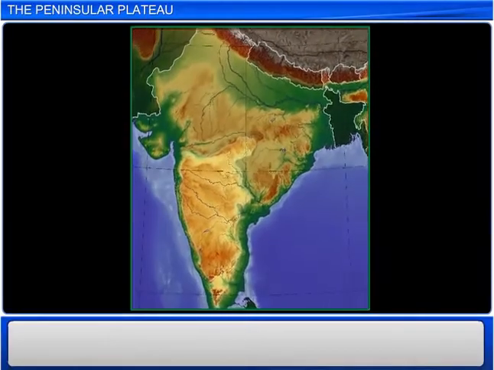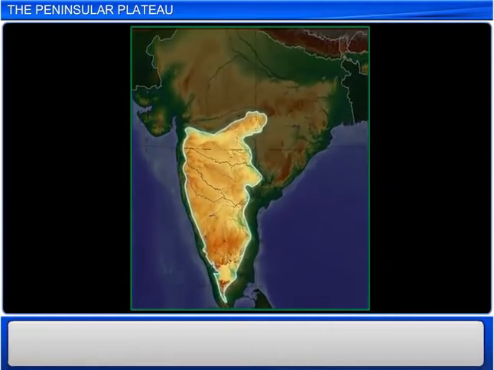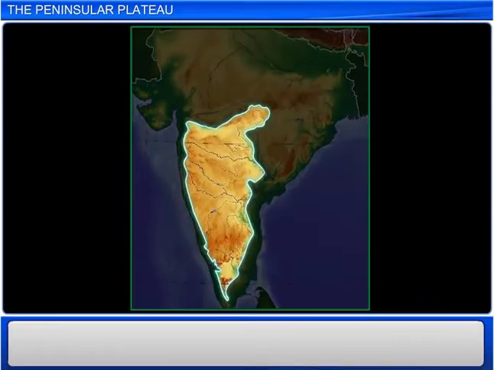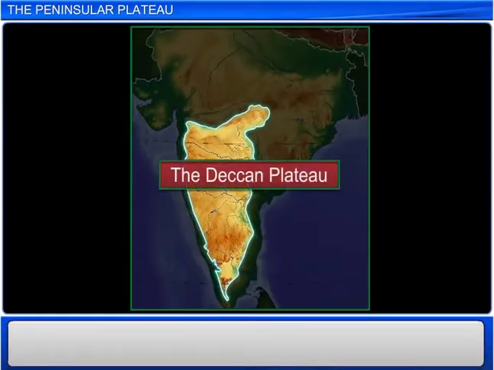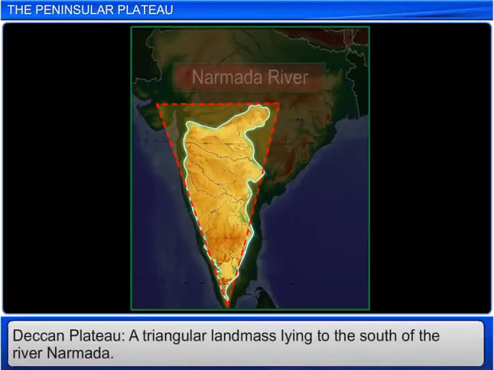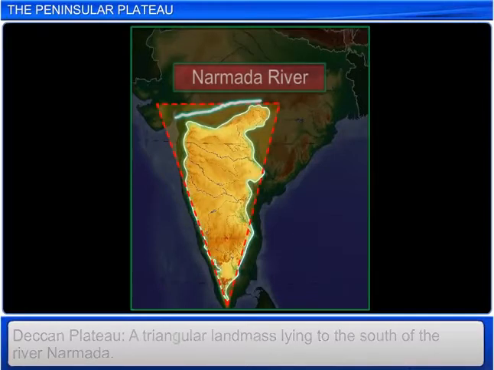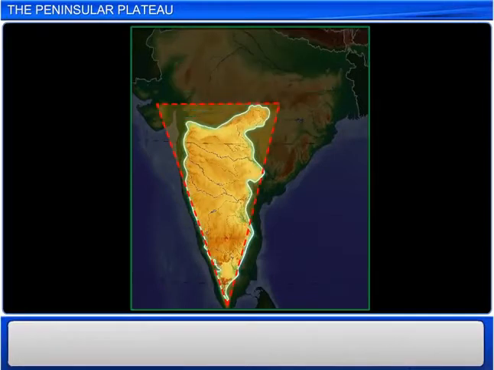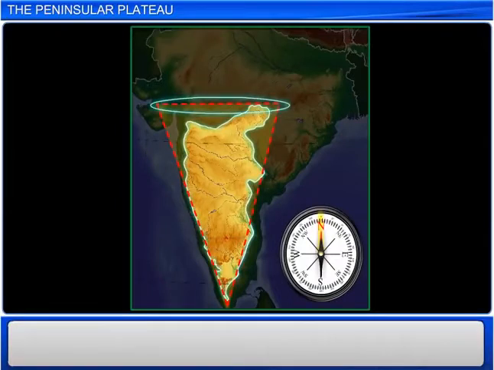Now, we move on to the other part of the Peninsular Plateau, the Deccan Plateau. If you observe the shape of the plateau on the map, you will see that it is a triangular landmass lying to the south of the Narmada. The broad base of this triangle is in the north and the narrow tip of the triangle is in the south.